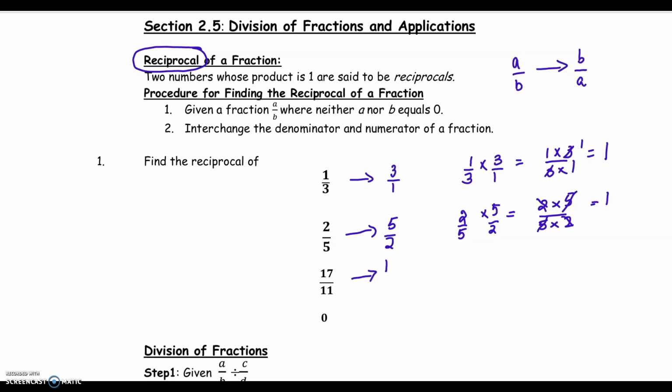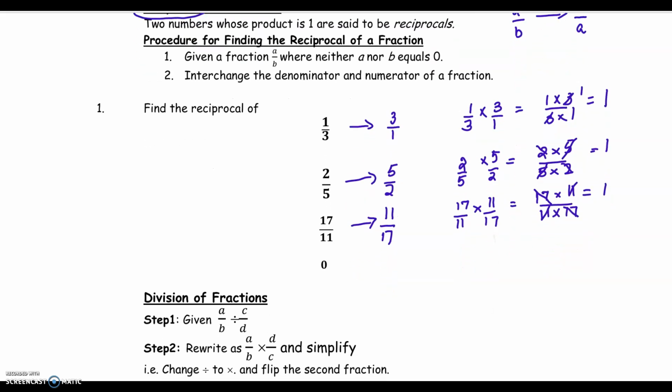17/11. Flip the fraction to get 11/17. So you have 17 over 11 times 11 over 17. As you can see, every factor in the numerator gets cancelled with a factor in the denominator, and you're left with a 1. 17 over 17 is a 1. 11 over 11 is a 1, and your final answer is a 1.